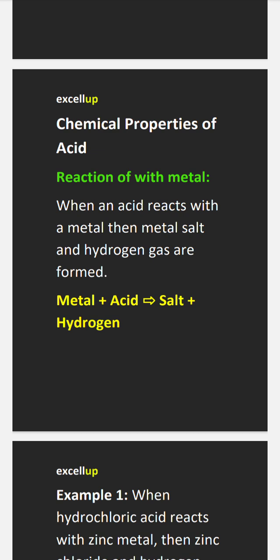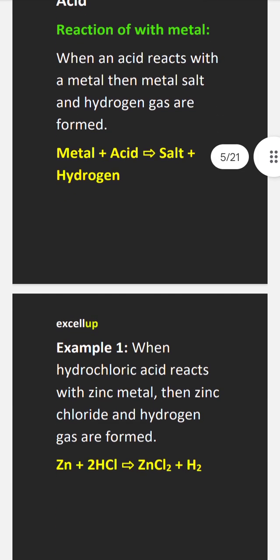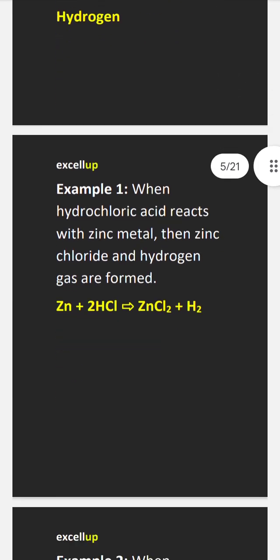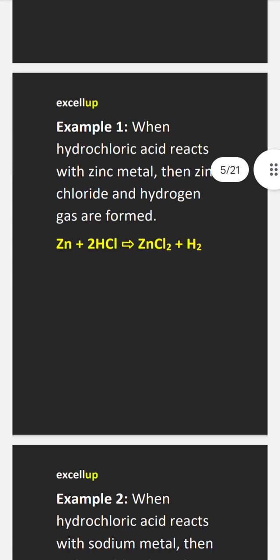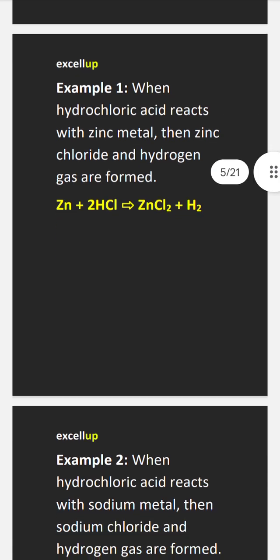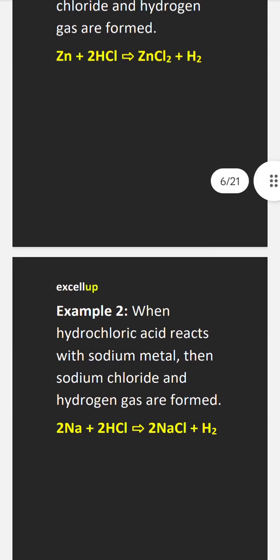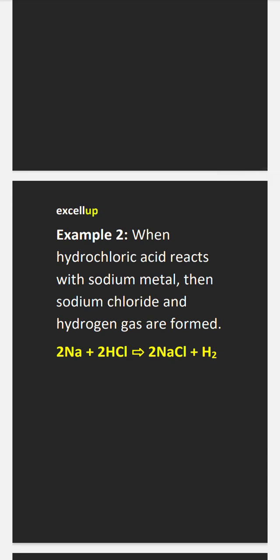When an acid reacts with a metal, then metal salt and hydrogen gas are formed. The representative equation can be written as metal plus acid is equal to salt plus hydrogen. Here is an example. When hydrochloric acid reacts with zinc metal, then zinc chloride and hydrogen gas are formed. And the equation is Zn plus 2HCl is equal to ZnCl2 plus H2.